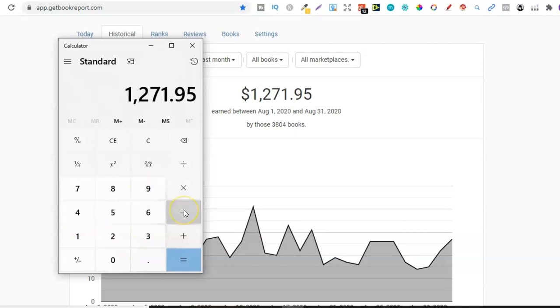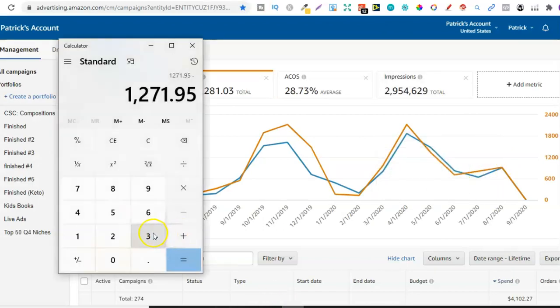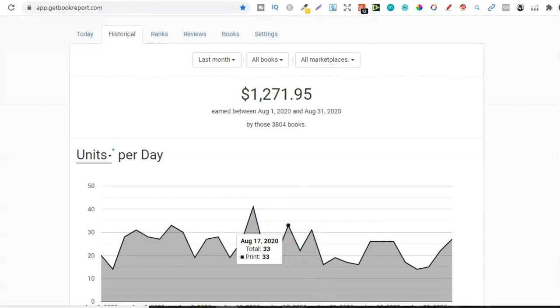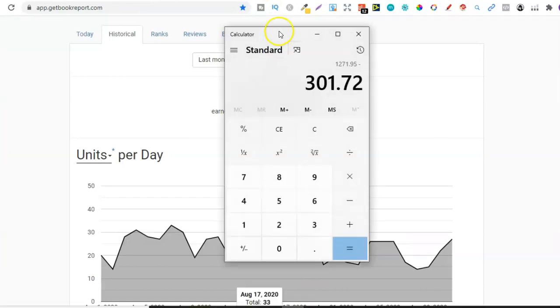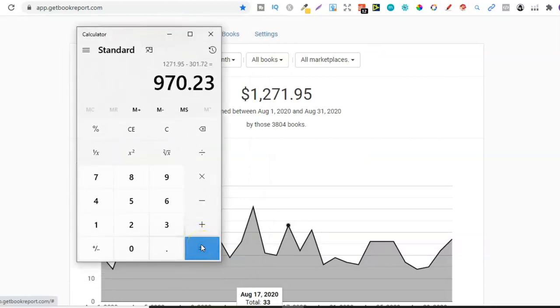1271.95. Take away that 301.72. So calculator again. 301.72. Now, you probably could have done that in your head, but I'm not very good at maths, so that's why I use the calculator. So let's go back over to here, pull that up again, pull that to here, out of the way, equals $970 in profit. So I'm still really happy with this.